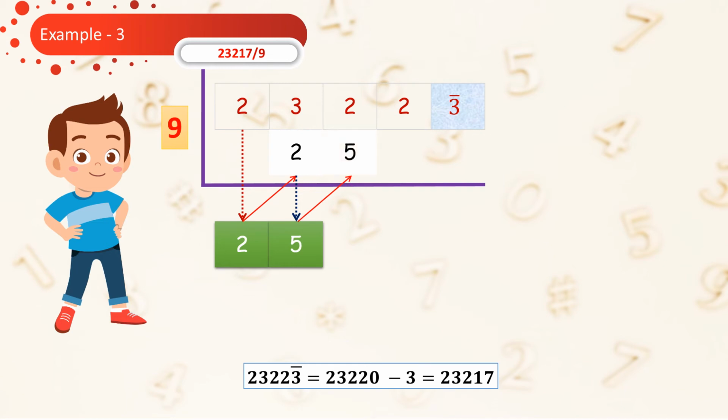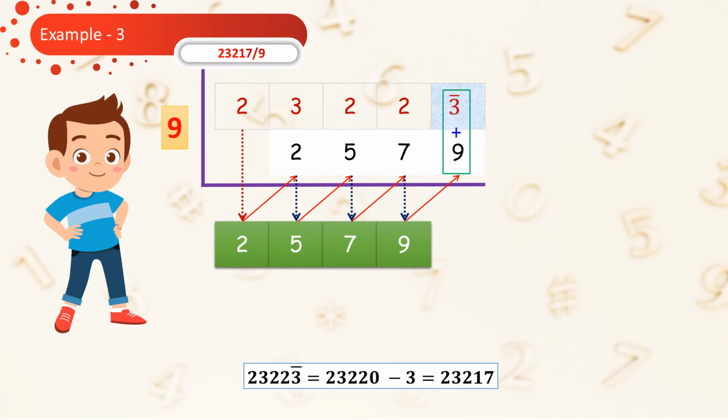Take the 5, add the 5 and 2 together, you get 7. Take the 7, add it with the 2, you get 9. Take the 9, when you come to the last step here, you are adding it with bar 3. Bar 3 is to be treated as a minus 3. So 9 minus 3 is 6.